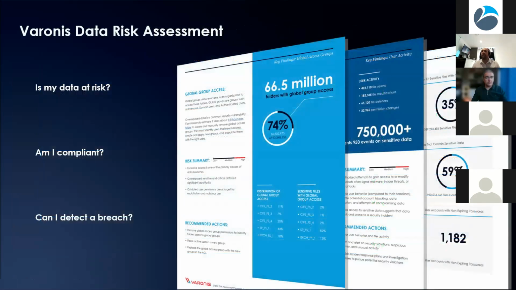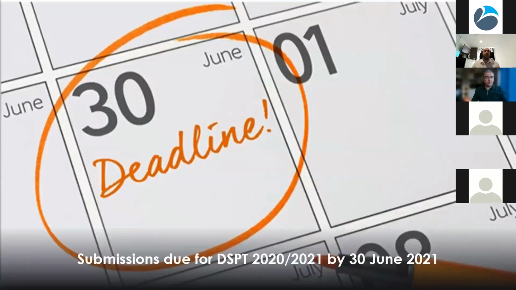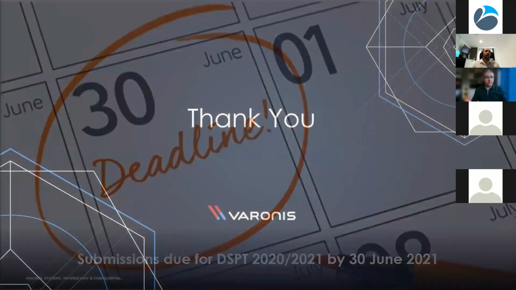So, as I said, it all starts with the data risk assessment. Going through the data risk assessment will help you answer these questions, and ultimately will give you that increased visibility, increased insights, which will help you complete your submission for the DSPT. We literally need like 2 or 3 virtual machines. It takes a couple of hours to get it installed, and so you've still got time between now and the end of June to run a data risk assessment to help you build your submission for DSPT. So that's everything that I had.